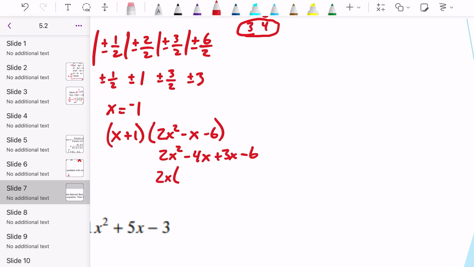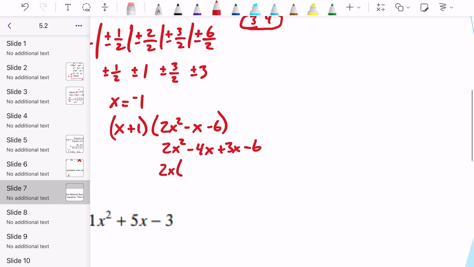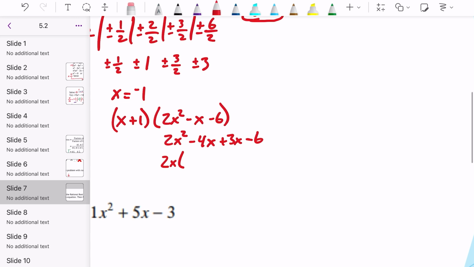This would turn into 2x on the outside. When we split our polynomial in half and find the greatest common factor, it would be 2x. We are left with x minus 2. On the right side, we're going to do the same. We factor out a 3, and we're left with x minus 2. We know that this has worked because our two parentheses are the same.